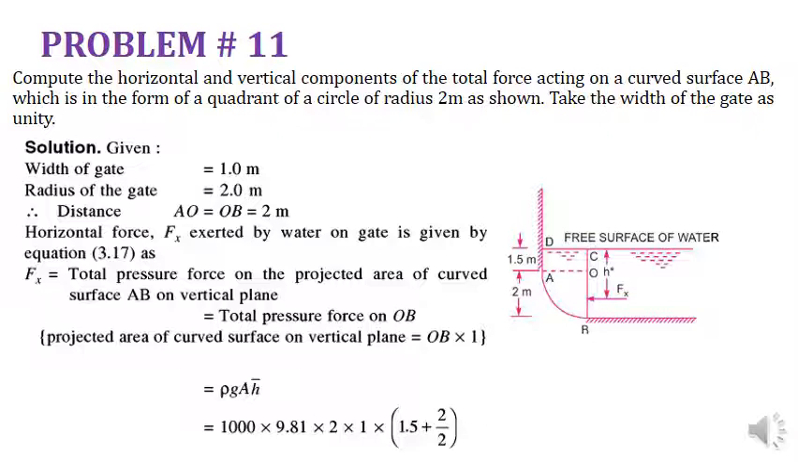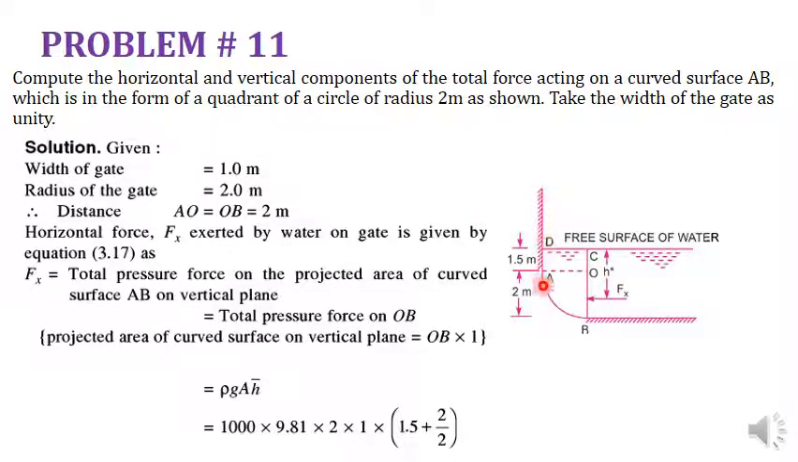Okay guys, we are going to start solving problem number 11. The statement of this problem is: you need to compute the horizontal and vertical components of the total force acting on a curved surface AB, which is in the form of a quadrant of a circle of radius 2 meter as shown. Take the width of the gate as unity.